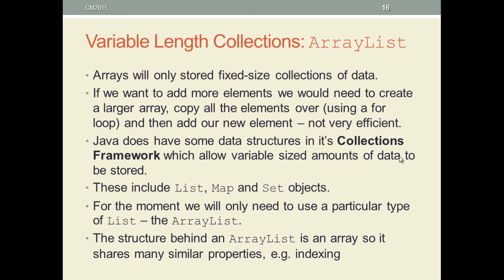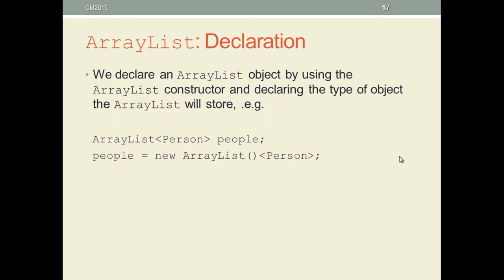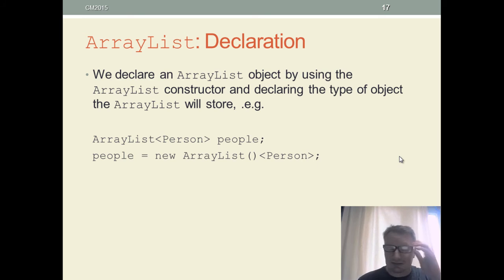And sitting behind an array list is actually an array. So that means that an array list has the same properties that arrays have, or very similar. So they're indexed, there's a particular position associated with each element, and there's a size. So let's have a look, similar to what we did with arrays, at how to declare an array list.